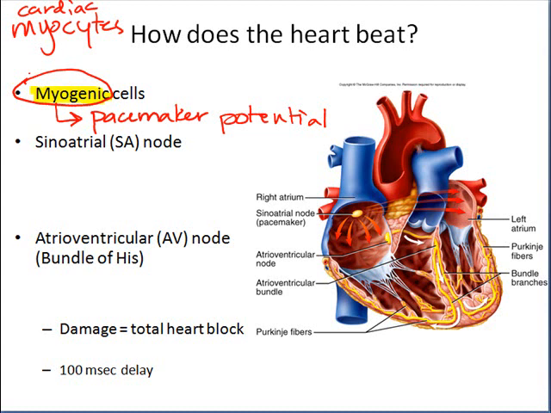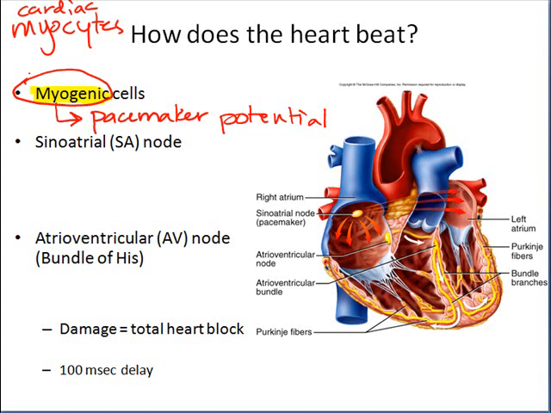All the nervous system is doing at that point is either telling the myogenic cells to speed up so the heart beats faster, or telling the myogenic cells to slow down so the heart beats slower. But they don't actually tell the heart to beat. The heart does that all on its own. You can disconnect all of the nerves leading to the heart, and the heart will still beat because of these myogenic cells.